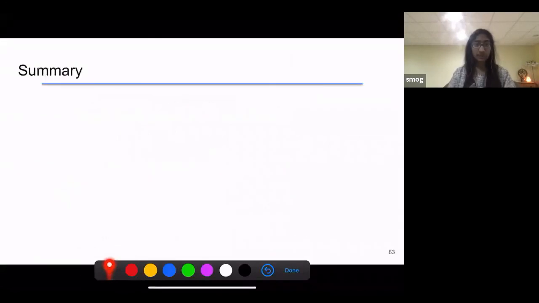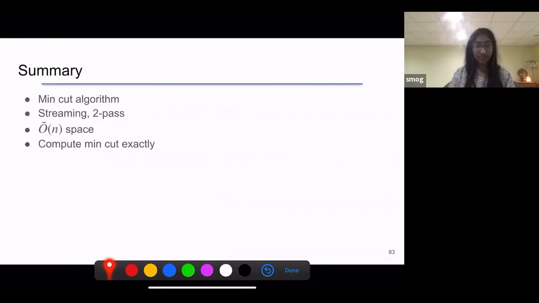Okay, so let's just summarize what we've done today. We went over a min-cut algorithm in the streaming model, which takes 2 passes and O of n space to get the exact min-cut of the graph. And how did we do this? Well, we did this by separating trivial and non-trivial min-cuts.